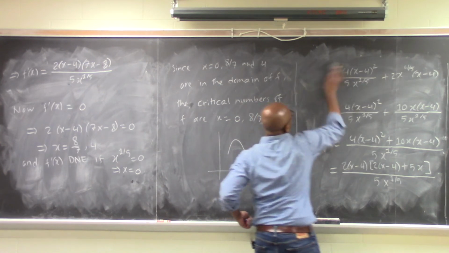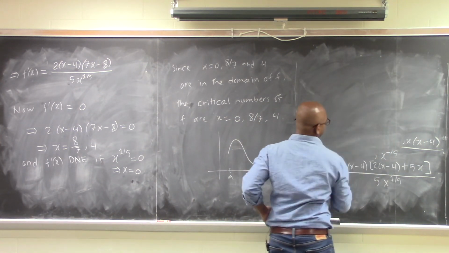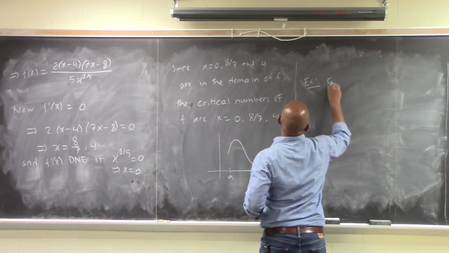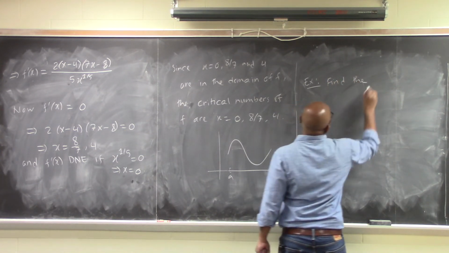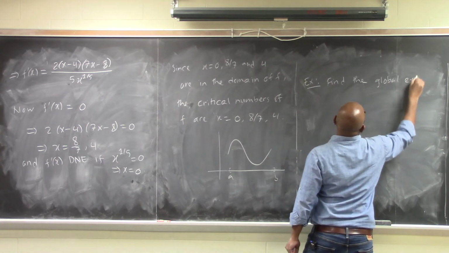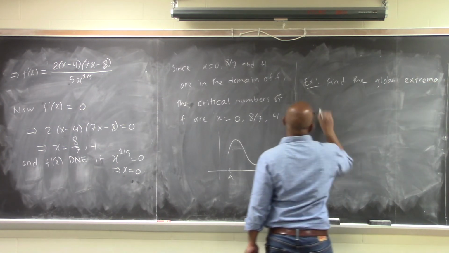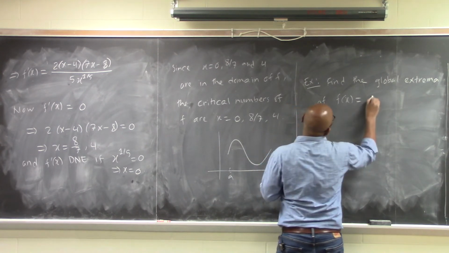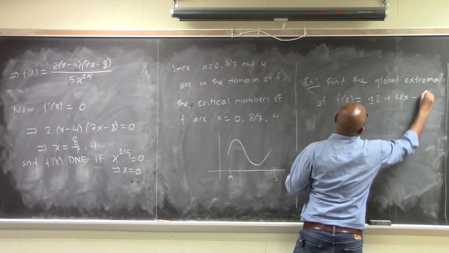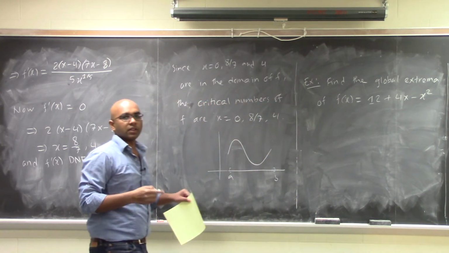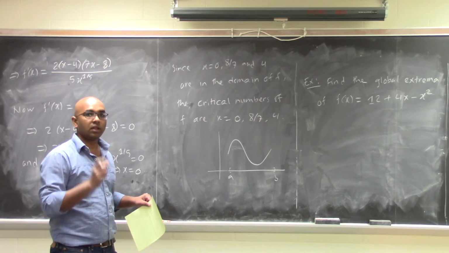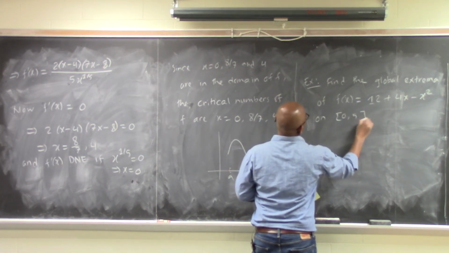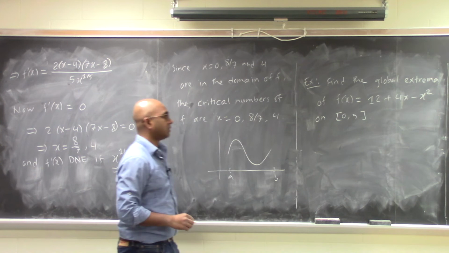So, example: find the global extrema of f of x equals 12 plus 4x minus x squared. Notice that's a polynomial, so it's continuous. But we also need a closed and bounded interval, on 0 to 5. So that's our closed and bounded interval for this problem.